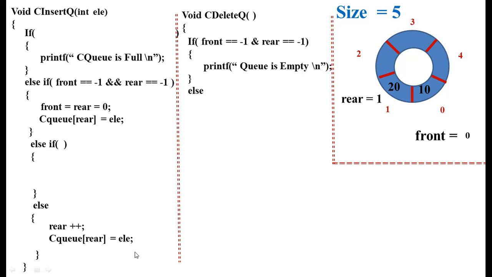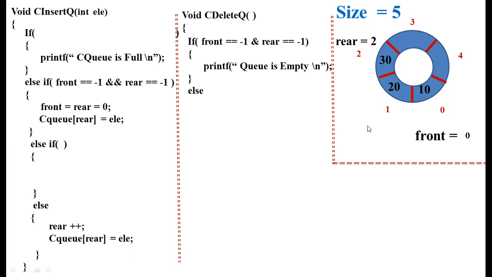So now the rear became 1. Then we can insert the value 20 at this particular location. We have done it here. Whenever we are storing one more element, the rear plus plus needs to be incremented first. So when we try to insert the third element, the rear becomes 2, and we are going to place the value 30 at this location.